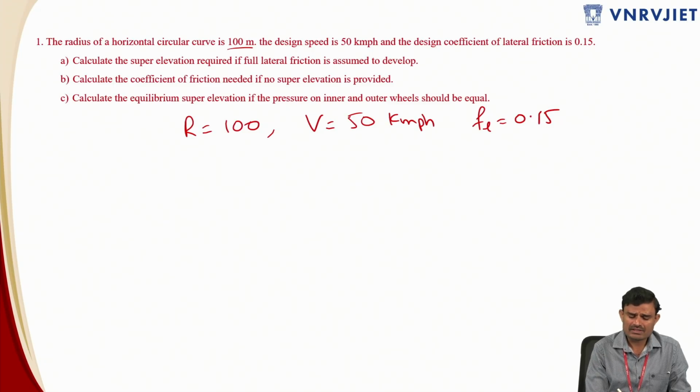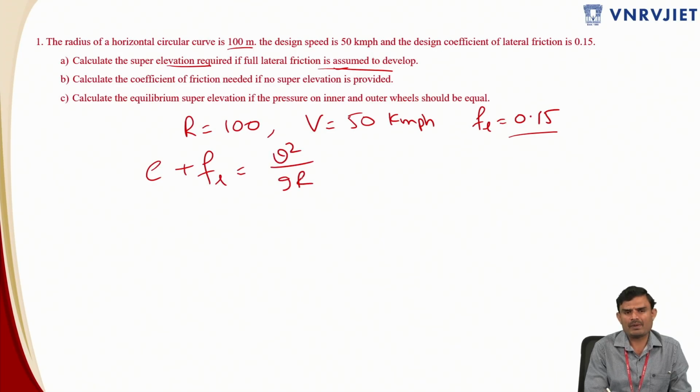The first thing they are asking is to calculate the super elevation required if full lateral coefficient of friction is assumed to develop. So you have to calculate the super elevation taking that lateral coefficient of friction, that is FL, being contributed fully. Therefore you know the formula, E plus FL is equal to V square by GR.